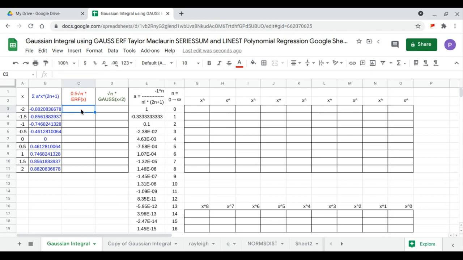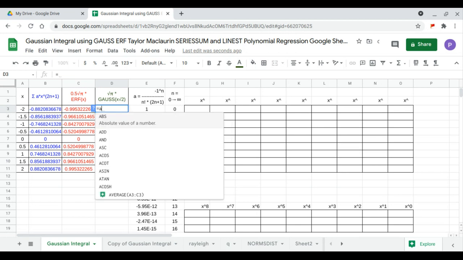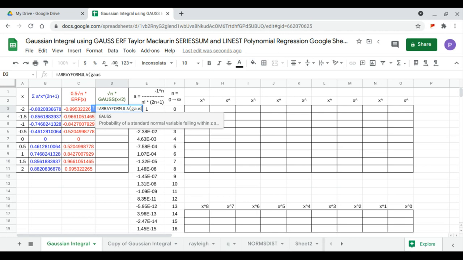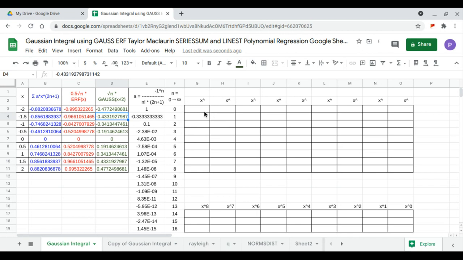And we continue with the ERF function, which is array formula, ERF of the x values. Enter. And the coefficients for the Gauss function. So array formula, Gauss of the x values. And we'll just complete the polynomial regression. So this is transpose from 0 to 8.